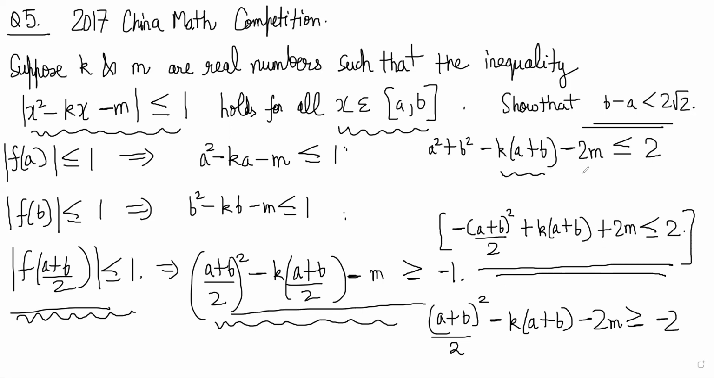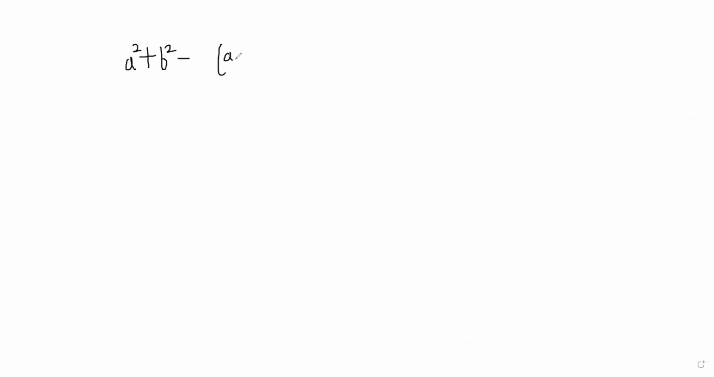Because I want to eliminate this term and this term. I want to get a b minus a stuff, no? Because I have to show an inequality on b minus a. And I have a square plus b square here and minus this stuff here. If I now add the two inequalities here, this will cancel, this will cancel, and I will have a square plus b square minus this stuff is less than or equal to 4, right? So let's see what happens. A square plus b square minus (a plus b) whole square by 2 is less than or equal to 4 comes on adding the two inequalities on the previous screen, right?